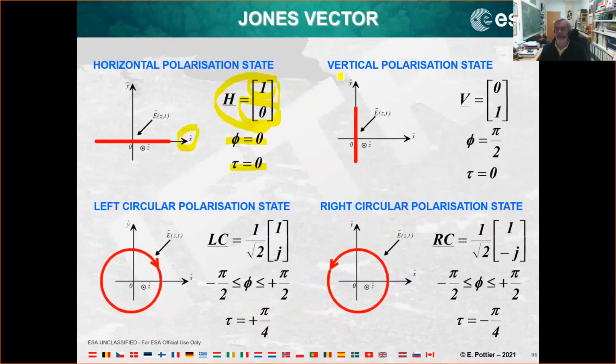Now if I take the vertical polarization example, in fact I'm going to change horizontal by vertical. So the output of my two antennas will be the following. No information along the x-axis, information along the y-axis. If I derive the orientation angle, the rotation angle will be equal to 90 degrees. Here also the ellipticity will be equal to 0 because it is a linear polarization.